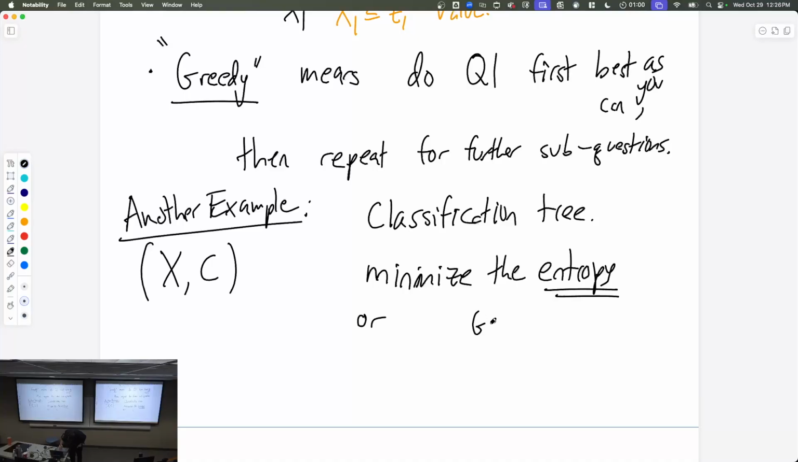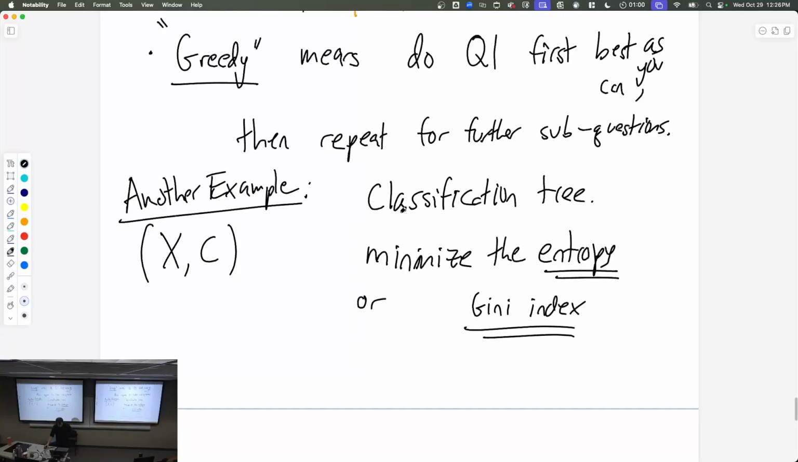Or another thing, some people call this the Gini index. Both of these things are measuring how different the classes are. So you want to have a situation where after you ask a question, what is left over is all very similar classes. And I will give you an example of this for a classification tree.